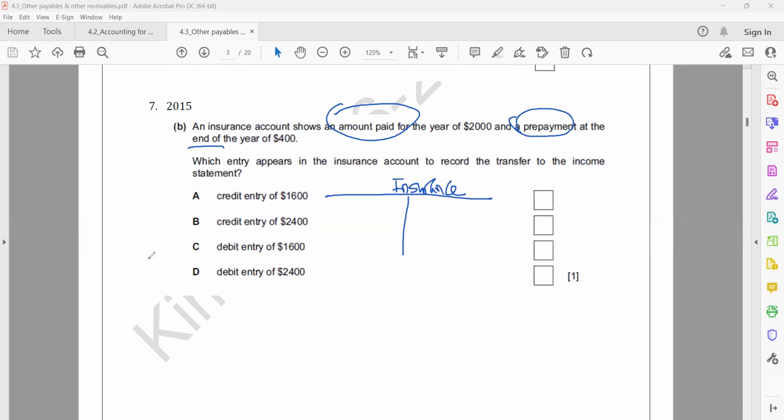Credit entry 1600. Okay, the pay amount is 2000. End of the year prepaid balance c/d 400. Okay, the income statement is correct, 1600. But which entry appears in the insurance account record? Okay, they are asking about this account, that means the credit side is correct: credit entry 1600.